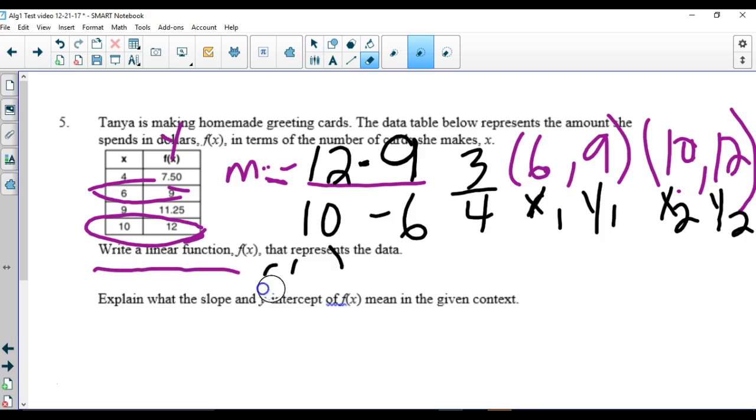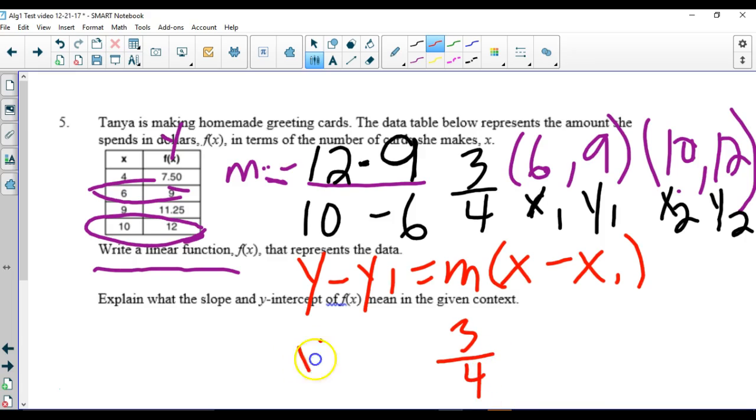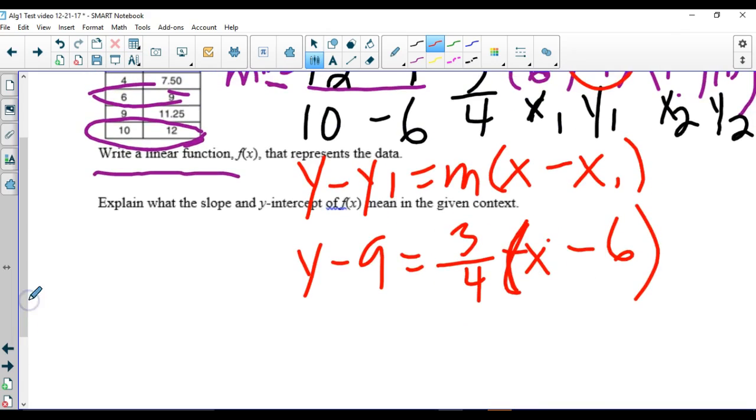So again, we will do y minus y1 equals m parentheses x minus x1. My slope is 3 over 4. Y minus 9, which is y1, parentheses, sorry, x minus 6. We can do our work. So we can distribute. So this is going to be 3 over 4x.